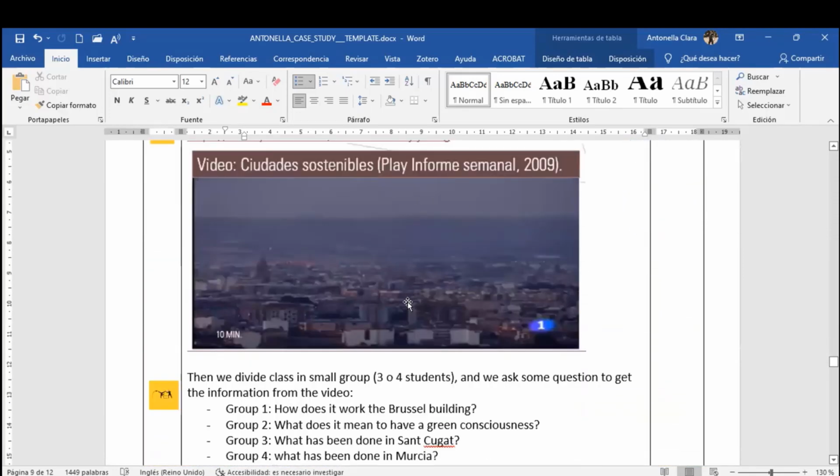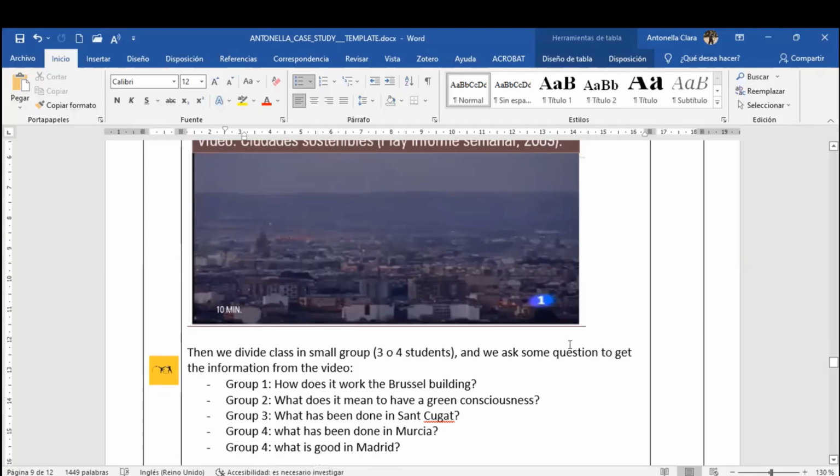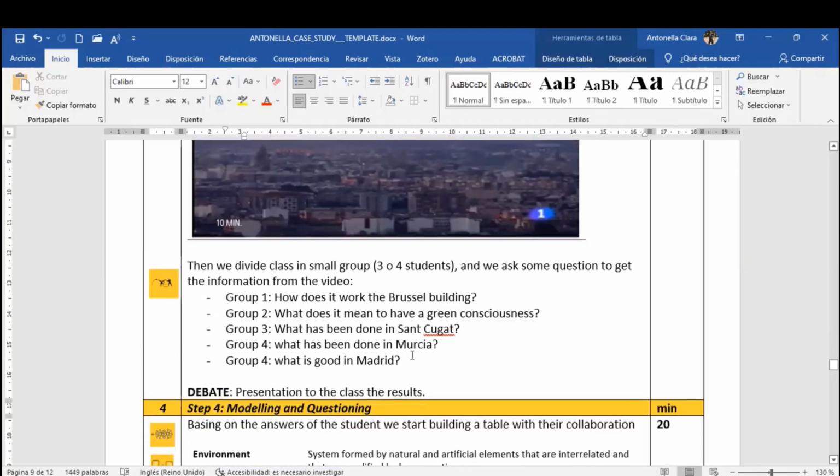Next part, I'm going to show them a video. I don't know if you want to see the video. It's 10 minutes long. It's about a lot of sustainable cities and different projects they have done. They are speaking about Brussels. They're speaking about what is a green consciousness and some projects in Sant Cugat del Vallès, in Murcia, in Madrid, where they speak about the metro.